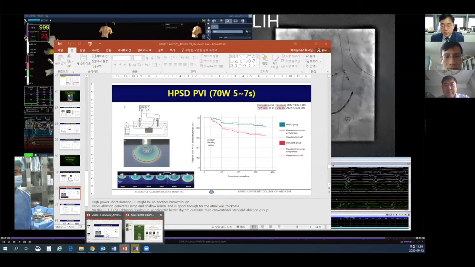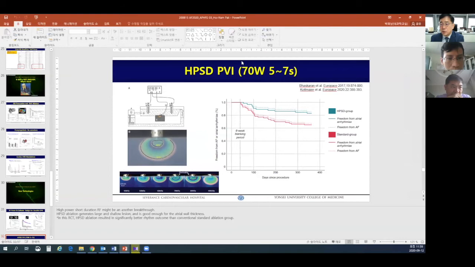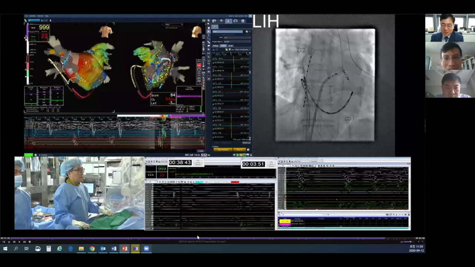Briefly, yeah. In this paper, they use 70 watts. Kottmeyer, it is a German group, and they use a flexibility catheter, and the outcome was better than the standard ablation procedure. I would like to try the 70 watts, but it is scary. So still I'm using 60 watts maximum. But then slowly I'm trying to increase the power.